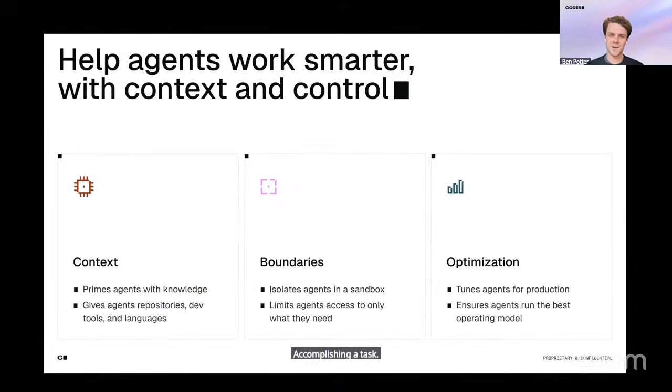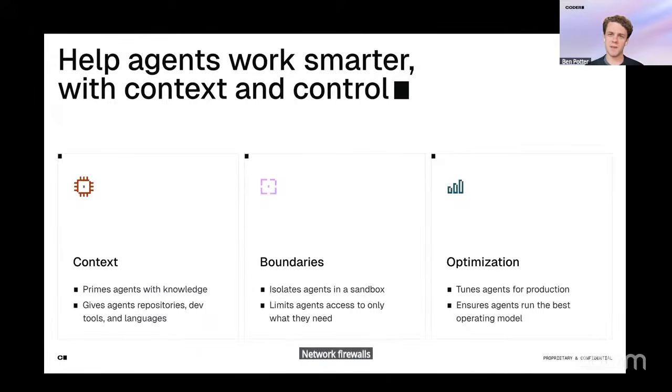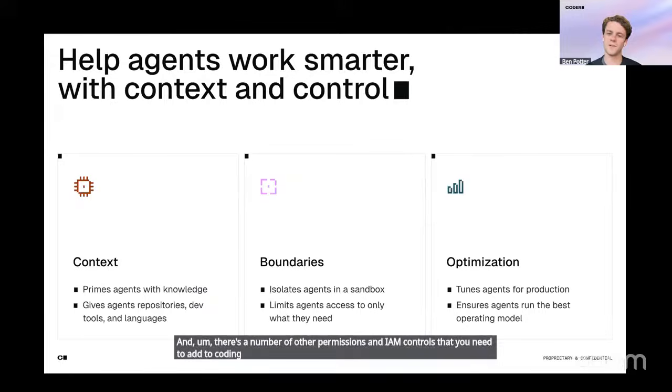Second is security. And we are working on a feature called Boundaries, which isolates agents in a sandbox and limits agents only to access what they need. So from a technical standpoint, this means establishing network firewalls. When we work with customers like Anthropic, and when Anthropic isolates their coding agents, they essentially limit them from accessing the internet in many cases. And there's a number of other permissions and IAM controls that you need to add to coding agents to let them do what they need.